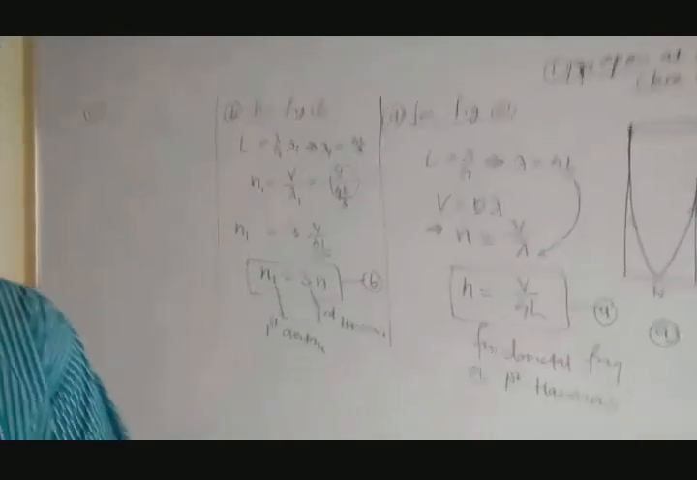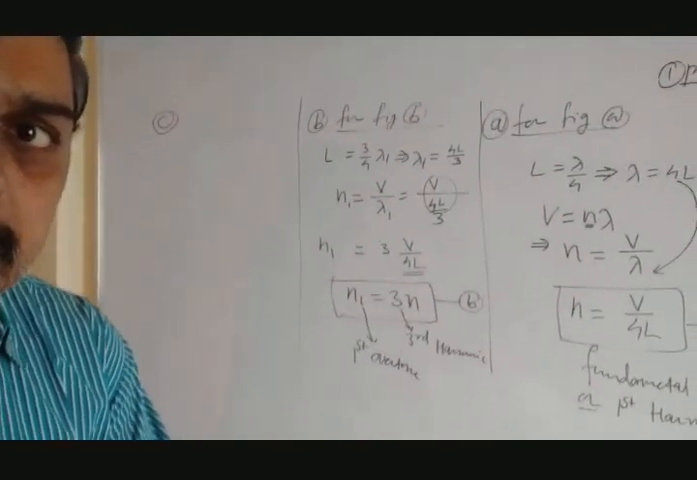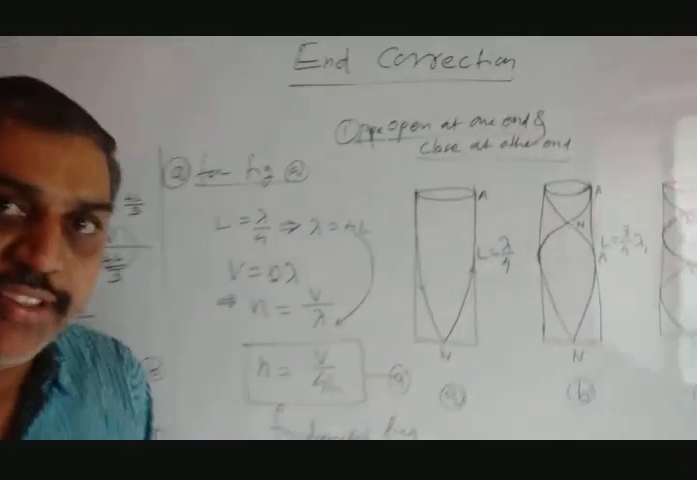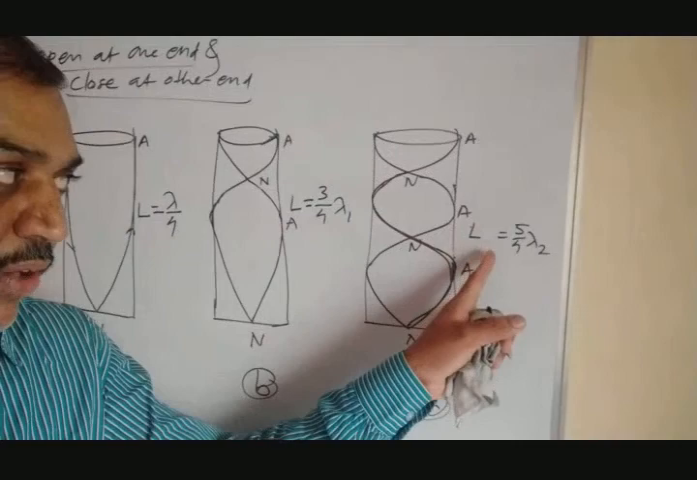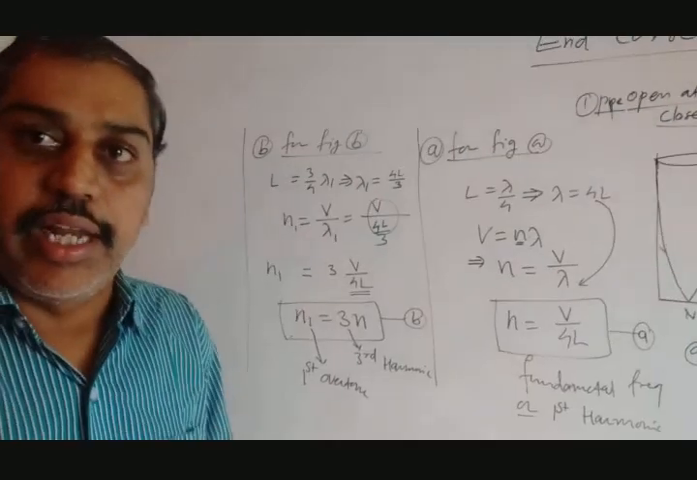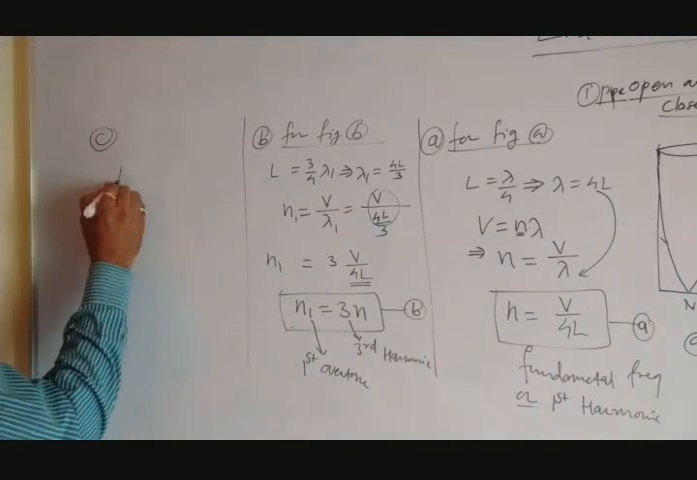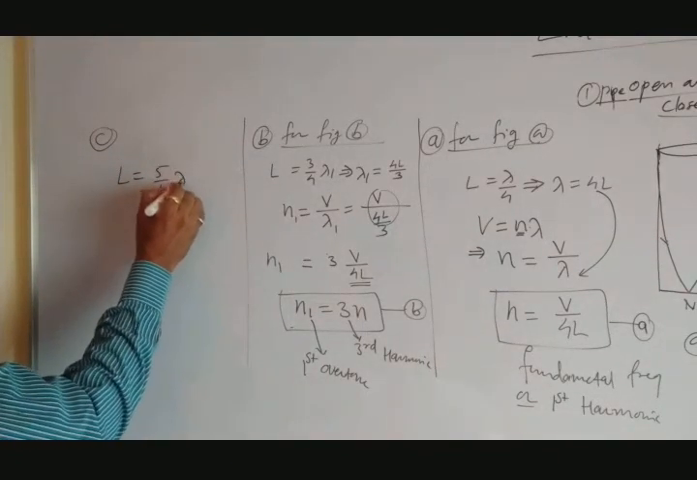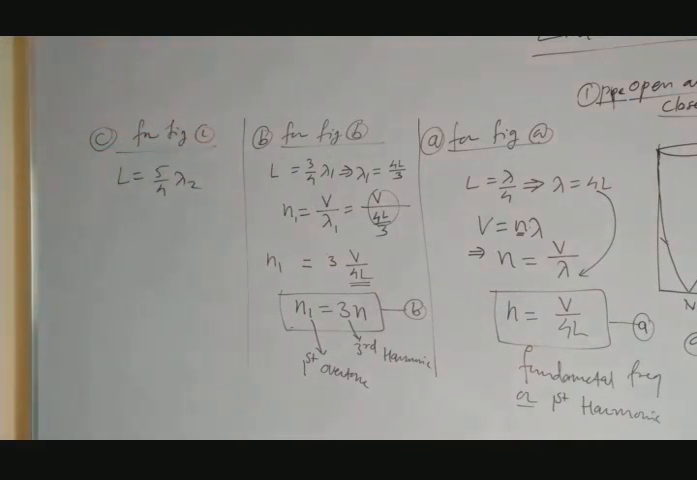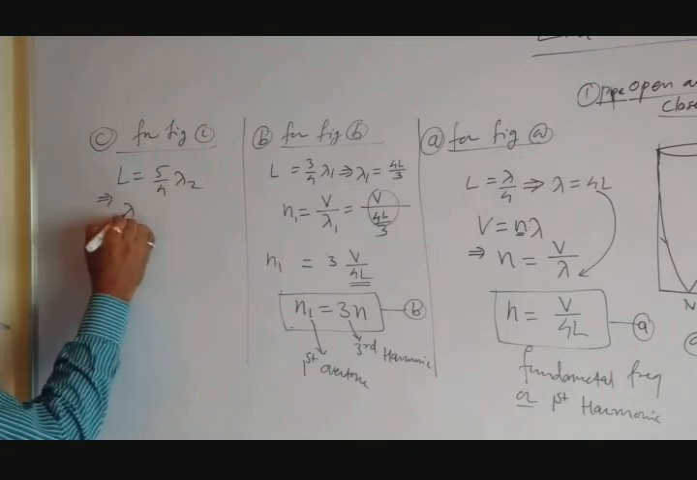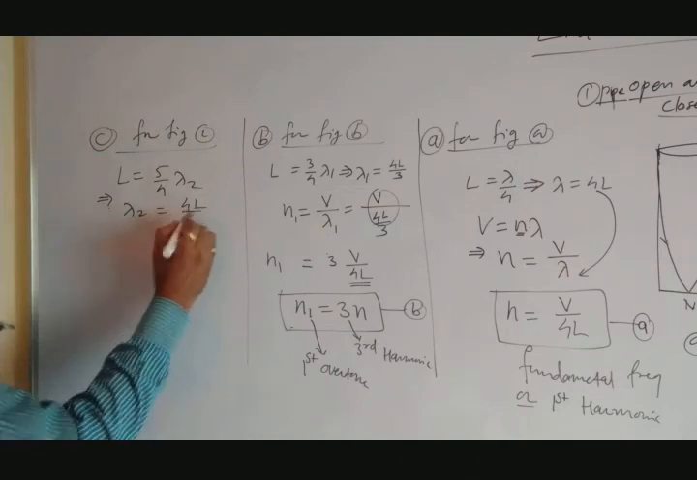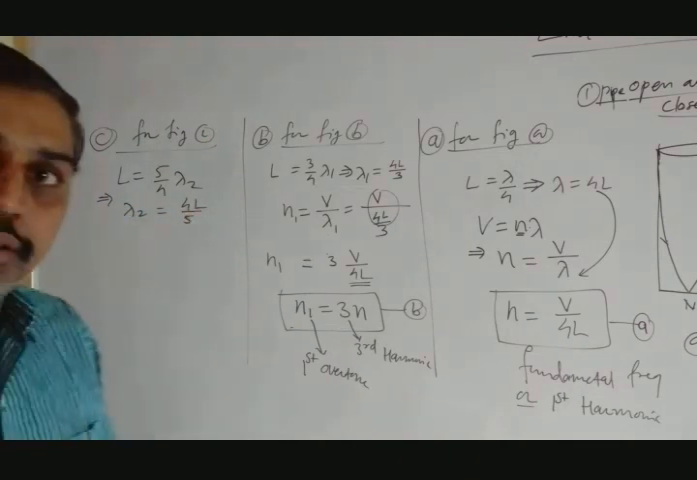So what will occur here in case of figure C? Just look at figure C first. If we see this figure C, what is L equal to? 5 by 4 lambda 2. Just use that value here. L equal to 5 by 4 lambda 2 for figure C. This equation implies that lambda 2 equal to 4 by 5 L, or 4L by 5. Is that clear? Yes, that is very simple.